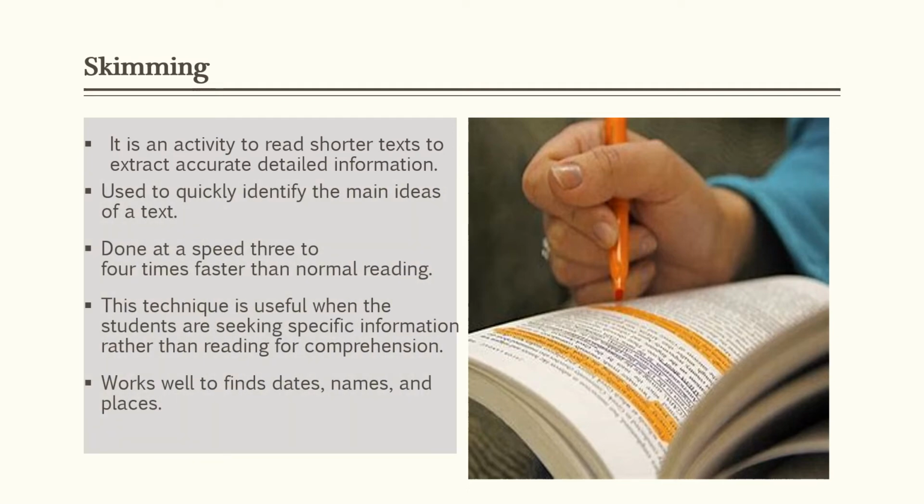Skimming is used to quickly identify the main ideas of a text, done at a speed 3 to 4 times faster than normal reading. This technique is useful when the students are seeking specific information rather than reading for comprehension. And it works well to find dates, names, and places. There are many strategies that can be used when skimming. Some students read the first and last paragraph, using headings, summaries, and other organizers as they move down the page or screen.